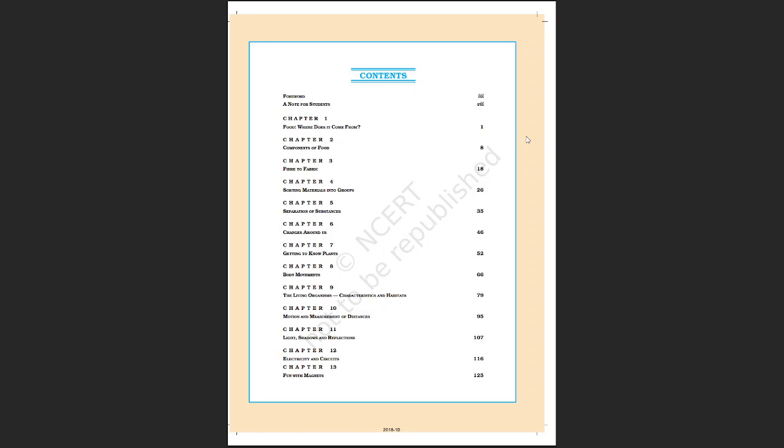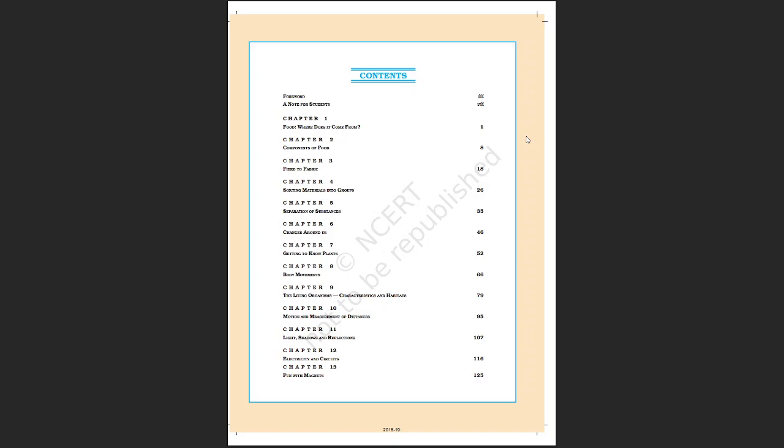Now the fifth chapter is Separation of Substances. In this chapter we will study different separating methods for separating two or more kinds of substances. For example, tea: we will use a sieve to separate tea leaves from the tea, and we will also make butter from milk or curd by churning them.